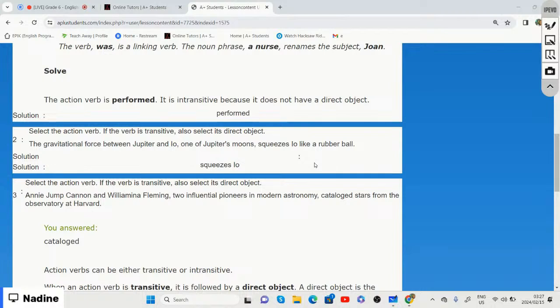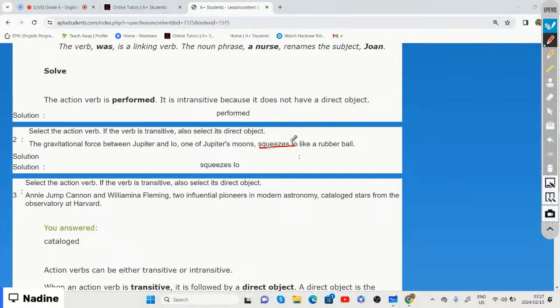So if we were to select our action verb, right? Then we will say squeezes and Io. So squeezes Io like a rubber ball.